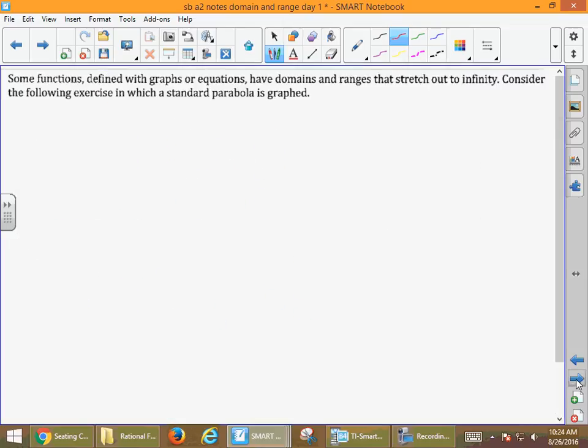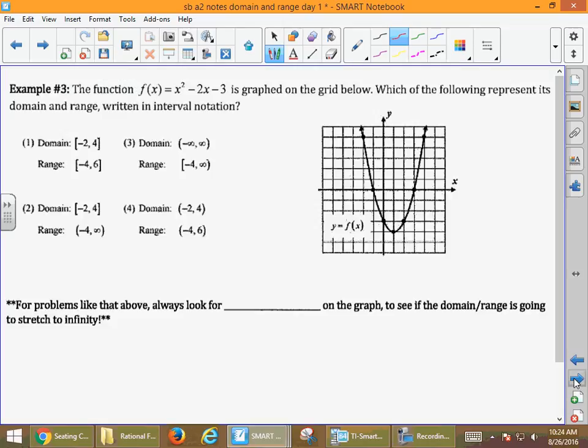So some functions, defined with graphs or equations, have domains and ranges that stretch out to infinity. Consider the following exercise in which a standard parabola is graphed. Well, there's our picture here. We've got the function x squared minus 2x minus 3 graphed here. And then the question is, which of the following represent its domain and range written in interval notation?